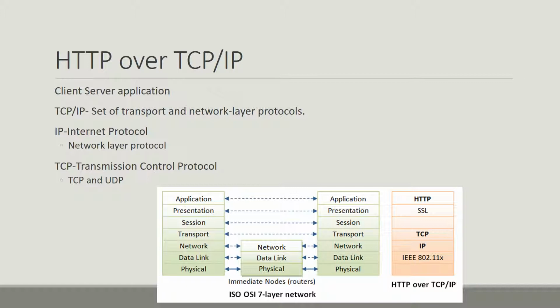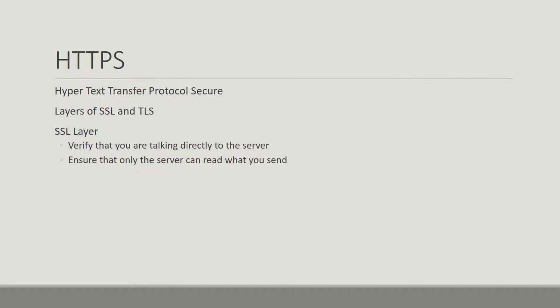However, if there is less network overhead, you can use the UDP for applications such as video or audio streaming, where reliability is really not that critical to the user. Below I have an example of a layered network showing how the HTTP operates over the TCP and IP.